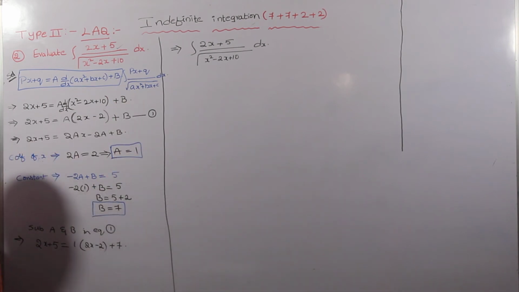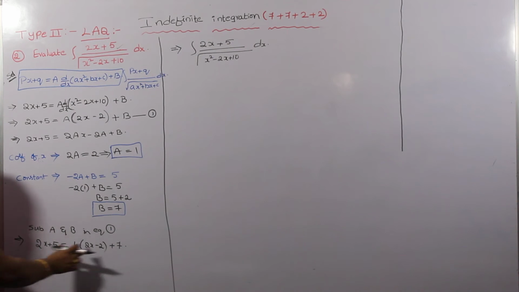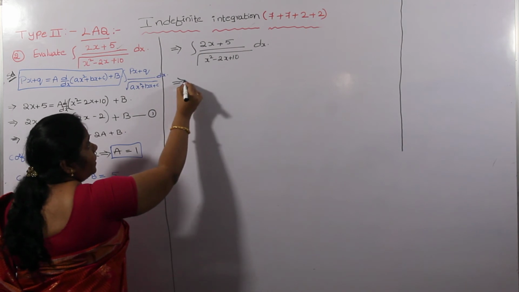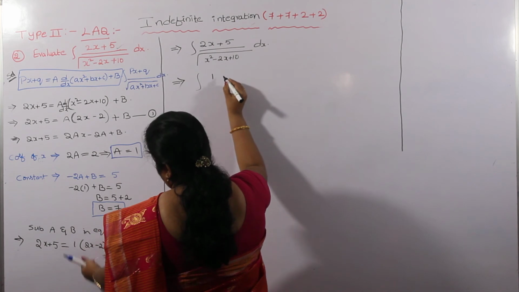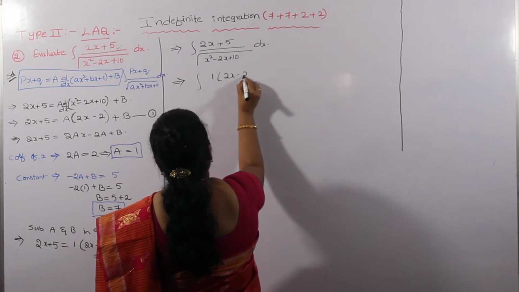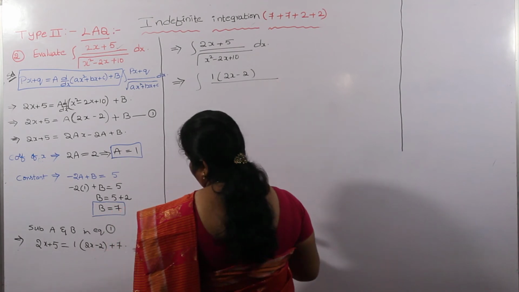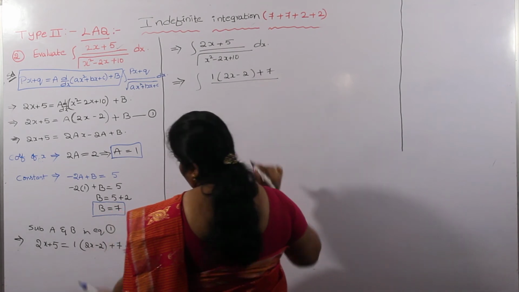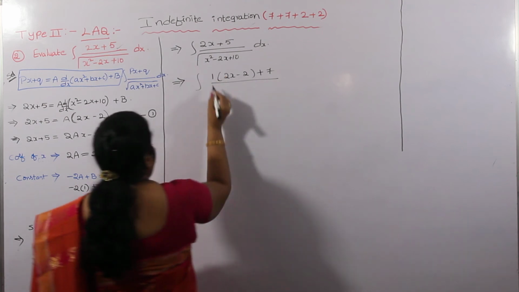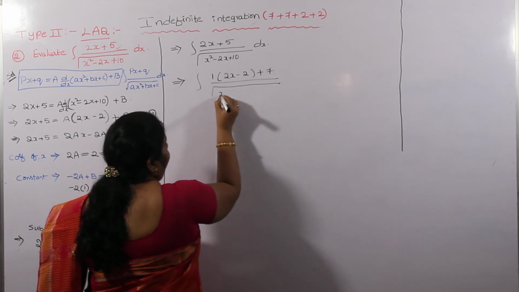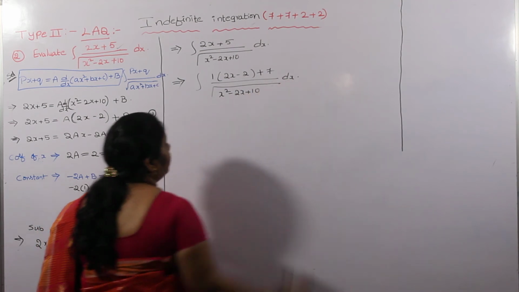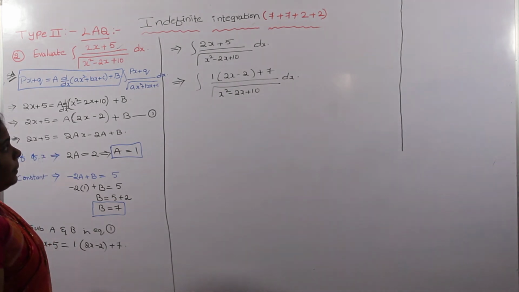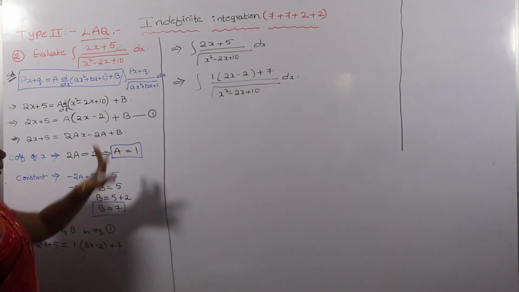Don't get confused, I repeat one more time. 2x plus 5 is this expression, and this expression is in the numerator place. Substitute in the numerator place: 2x plus 5 is 2x minus 2 plus 7, divided by denominator root over x square minus 2x plus 10 dx. Substitute in the numerator place directly.